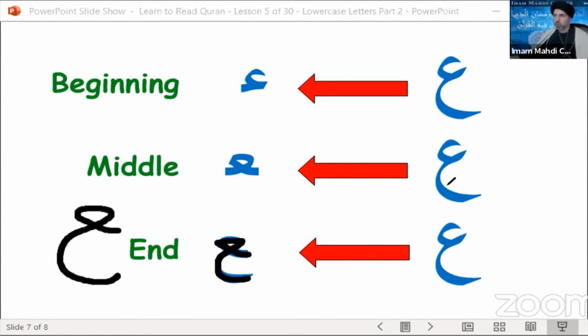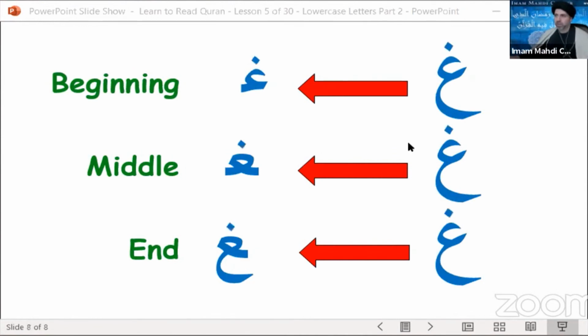So now, once we learn how to write the ayn and its lowercase forms, the ghayn becomes very easy. Why? Because it's the exact same thing, except we put a dot on every one. And let's look at that. See that? It's just one dot on top of each one of these. Here's the ayn, beginning of a word, middle of a word, end of a word, and then we go to the ghayn. All we're doing is adding one dot on top of the ayn to get the ghayn.